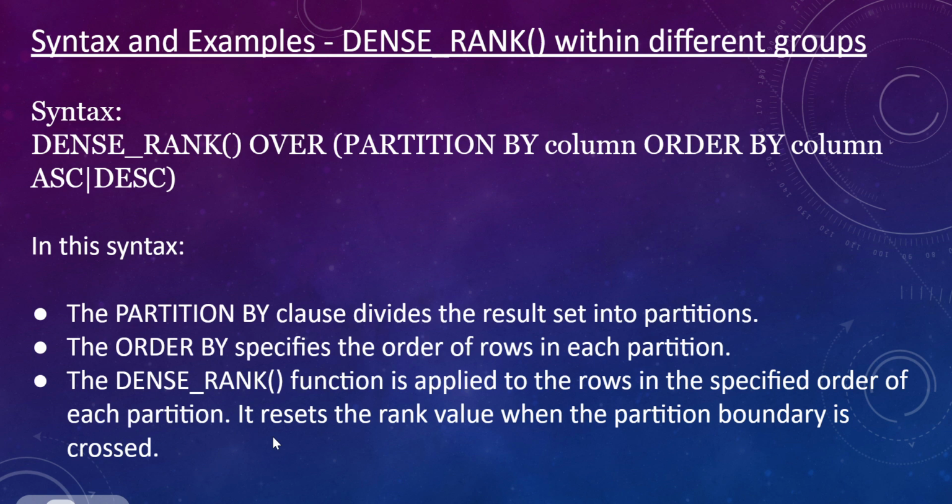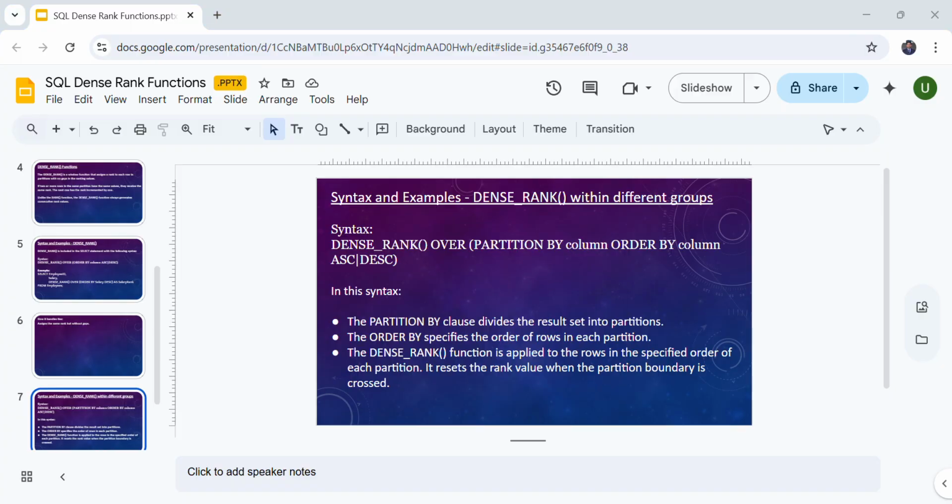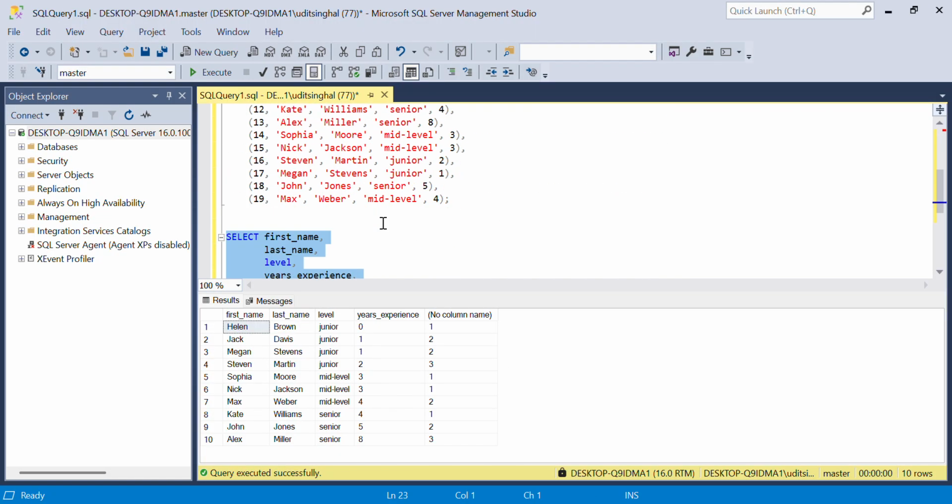So, for example, when we have crossed the junior level employees, and we are now seeing the rank for say mid seniority, it will reset the rank value, and again for those mid senior employees the rank will start from 1. So now let's see the example in SQL Management Studio.